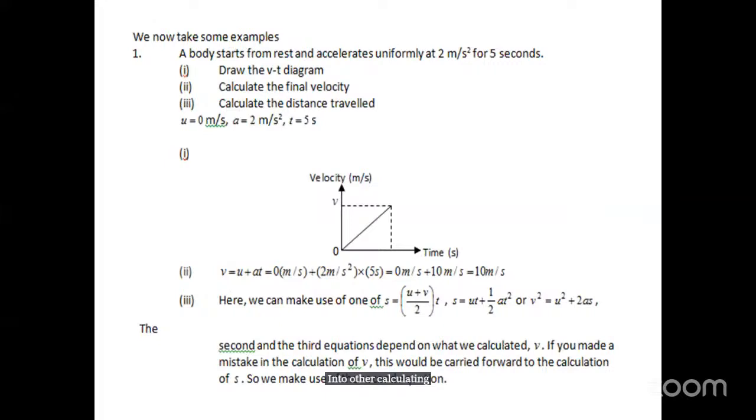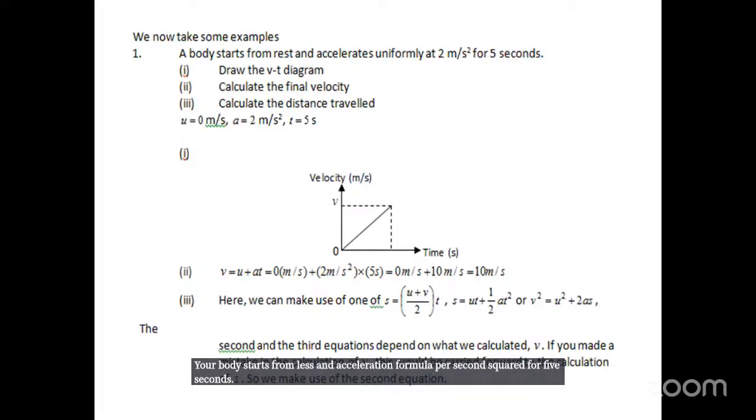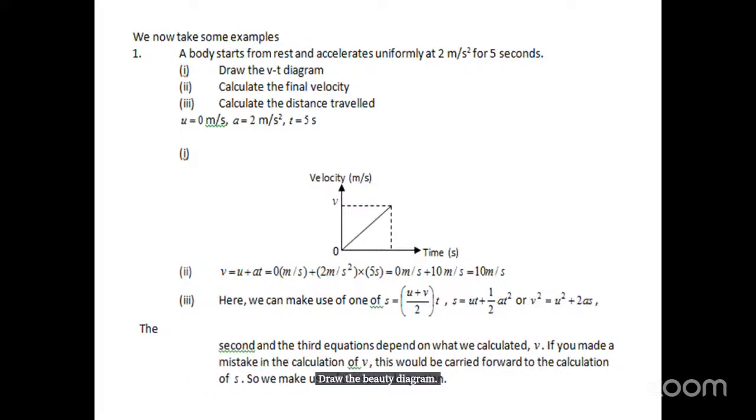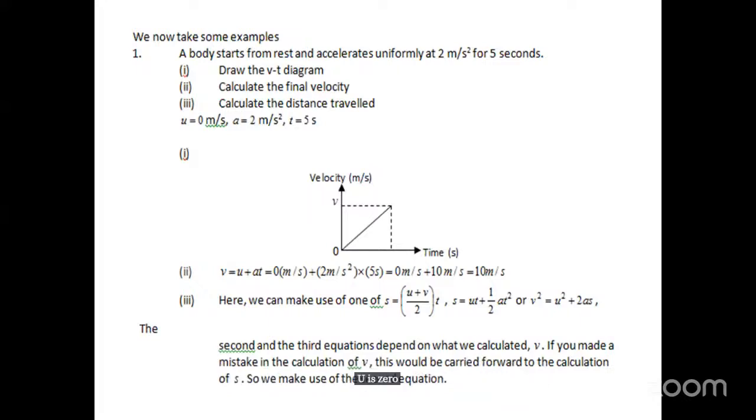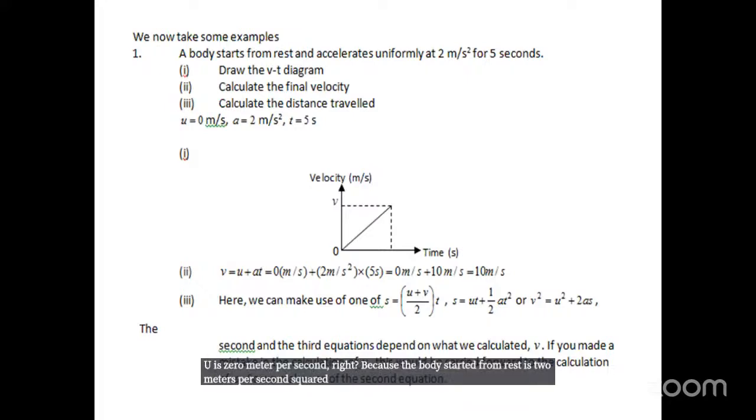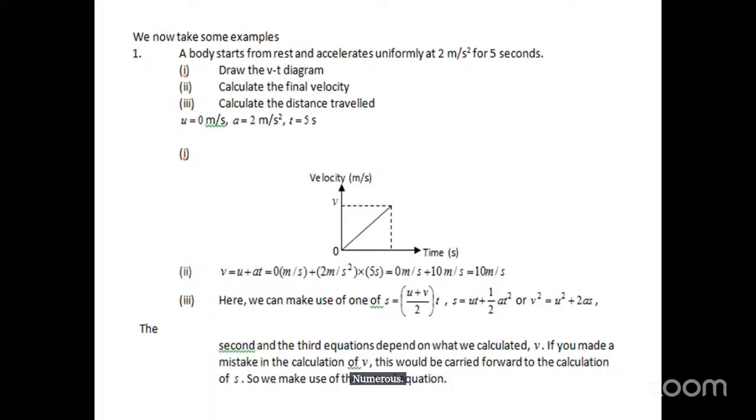Let us take some examples. A body starts from rest and accelerates uniformly at 2 meters per second squared for 5 seconds. Draw the VT diagram, calculate the final velocity, and calculate the distance traveled. U is 0 meters per second, right? Because the body started from rest. A is 2 meters per second squared, and T is 5 seconds. The VT diagram is as indicated.